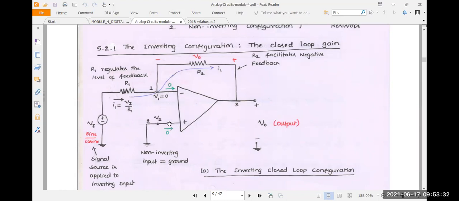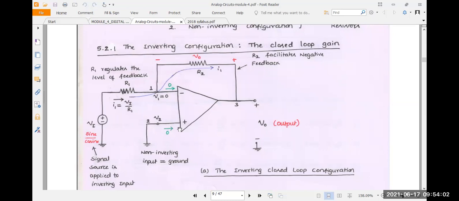Resistance is very high. That's why it is called a virtual ground. V1 acts as a virtual ground when VT is connected to ground. Remember this point: when VT is 0, V1 becomes 0. V1 becomes 0 when VT is ground.